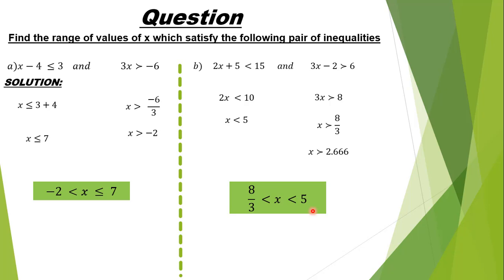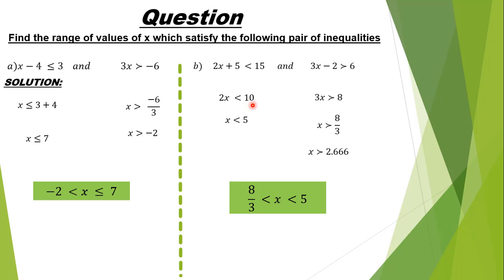Just remember, students, you have to consider these as greater than, because we are talking about the values of x. So we can say x is greater than 8 by 3. If you like, you can read it the other way around: 8 over 3 is less than x, or x is greater than 8 over 3 and x is less than 5. So this is the range of values of x that will satisfy these inequalities.